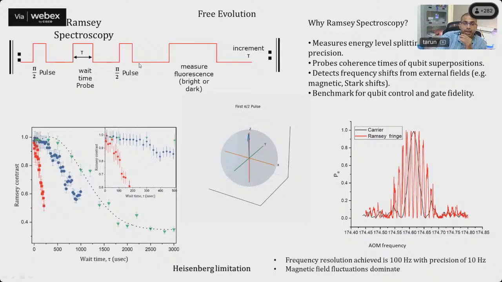And after that, we are again applying another pi by 2 pulse, and then we are measuring. Okay, and always when we are measuring, phase will be reflected in the population. If the phase is different between this first pi by 2 pulse and second pi by 2 pulse, if there is a phase difference, that will reflect in the population.